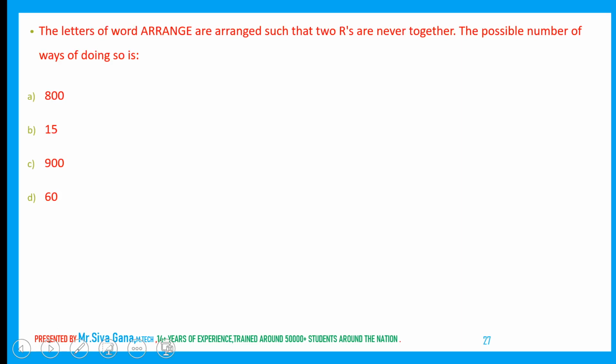The letters of the word ARRANGE are to be rearranged such that R's are never together. The total possible ways. These types of questions I explained in a number of questions in my video course in the topic of permutation and combination. Simply, here R's never together, the question can be answered as total cases minus R's together. That's it. Total cases minus R's together will give R's never together.